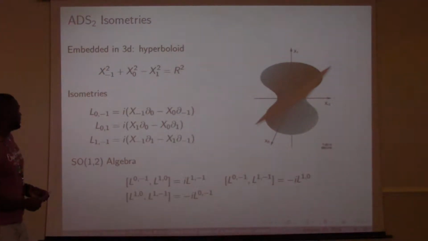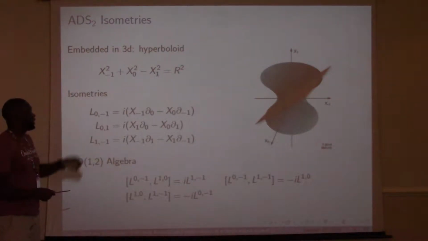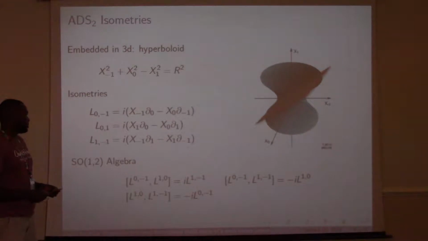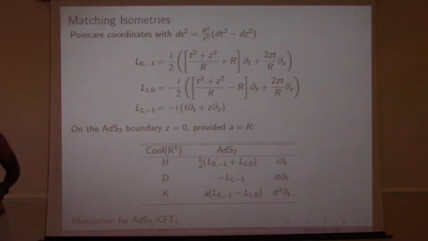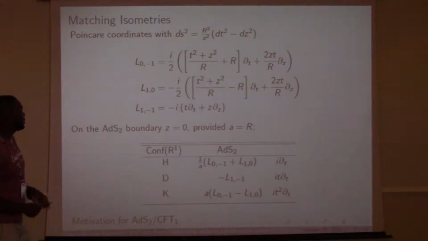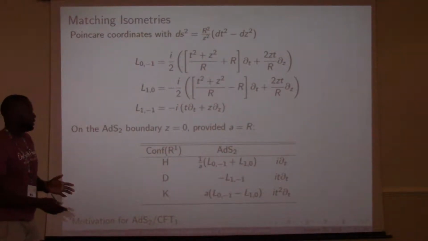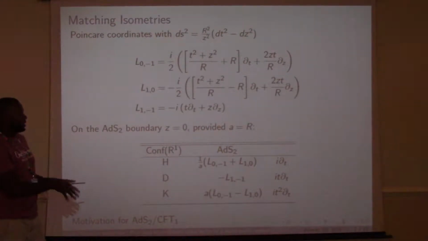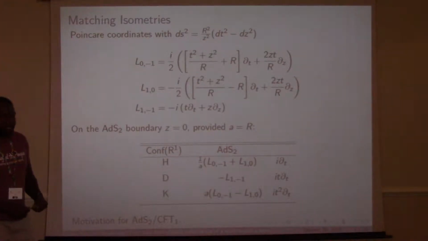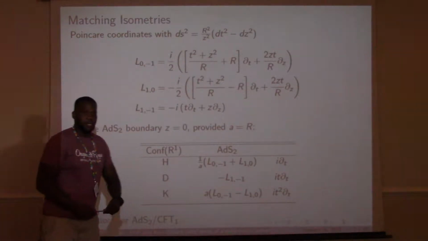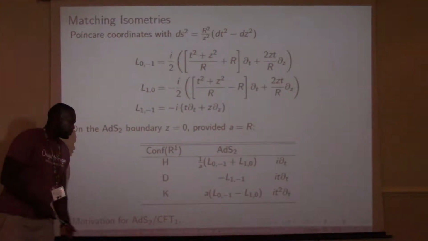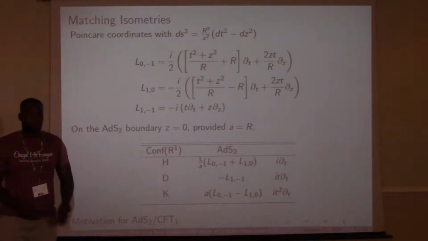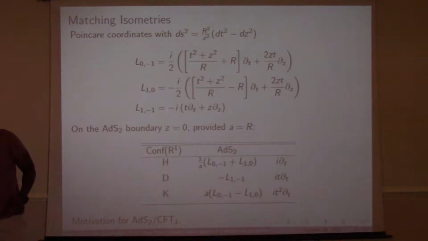Now for AdS2 spacetime, we know that the spacetime has three isometries, shown here, and these isometries also satisfy the SO(1,2) algebra. We can express these generators in terms of Poincaré coordinates, and then move to the boundary and see if we can match these generators with those of the one-dimensional conformal quantum mechanics. And we see that we actually can. And so this provides the basis of the motivation that you could have an example of an AdS2/CFT1 correspondence between these two theories.